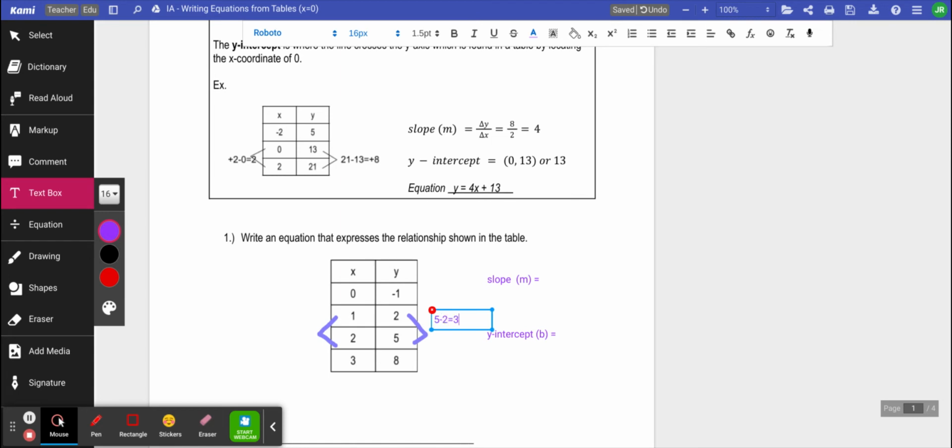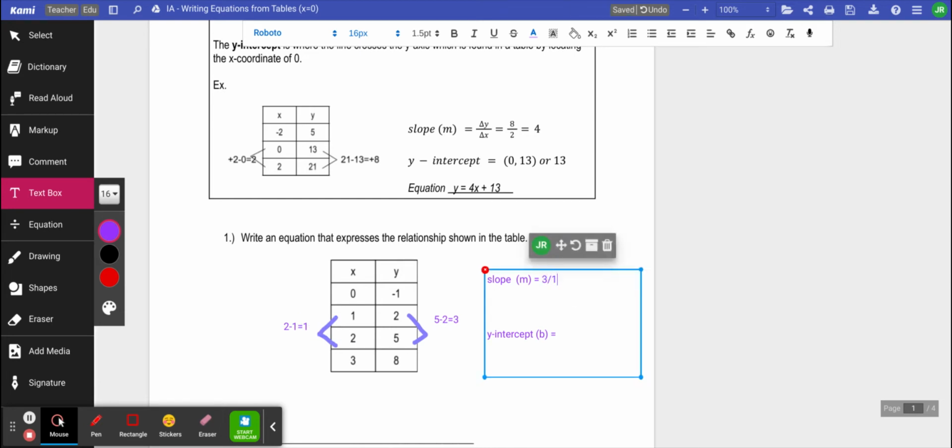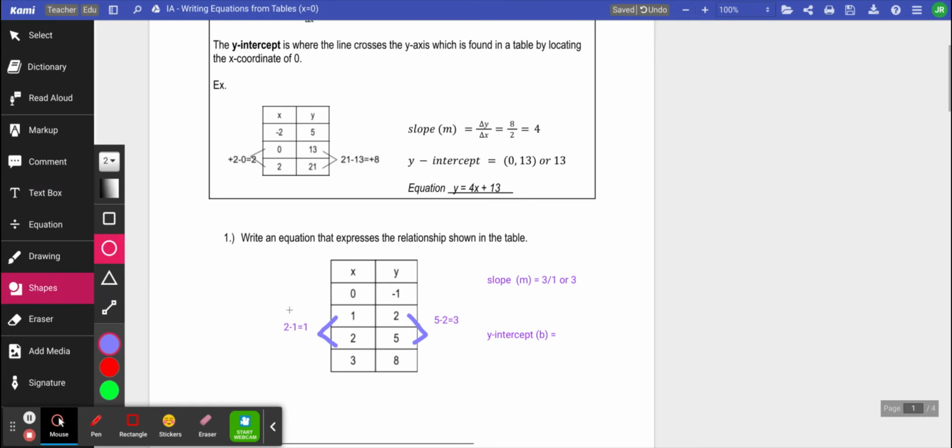5 minus 2 is 3. 2 minus 1 is 1. So my slope is 3 over 1, or just 3. Okay, now check for your y-intercept. Do you have a 0 in that x column? You sure do, don't you?